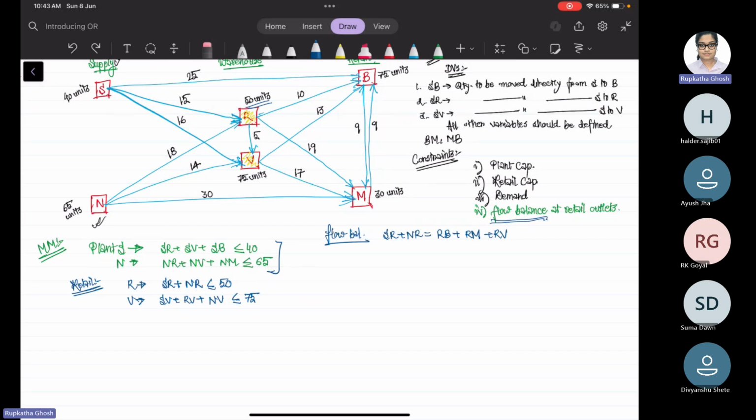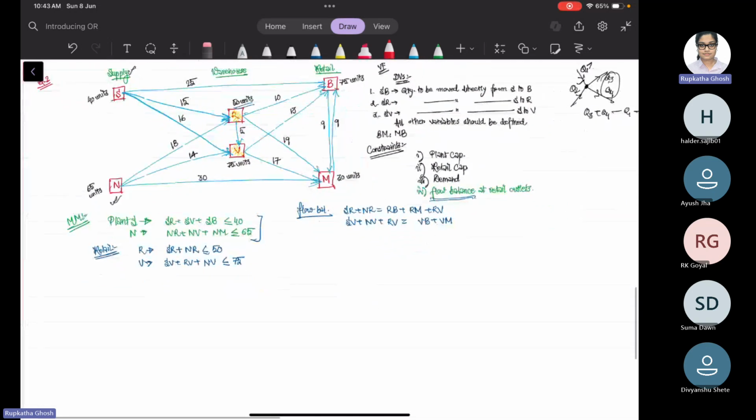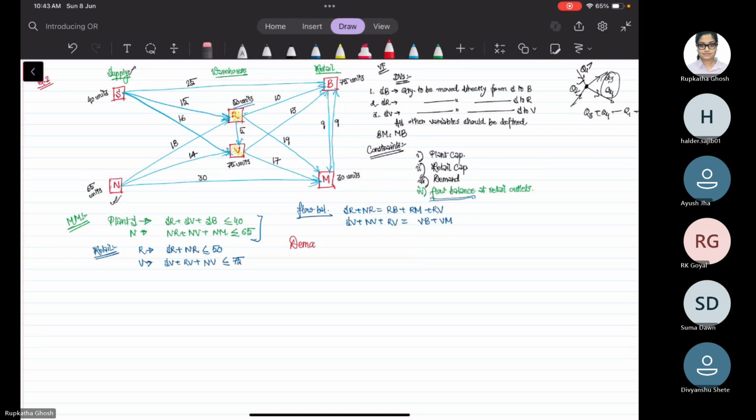Same thing for V also. You will write SV plus NV plus RV is equal to VB plus VM. Okay. Now, tell me, how will I write the demand constraint? Let's say for B. B is your outlet. For B, how will I write the demand constraint?